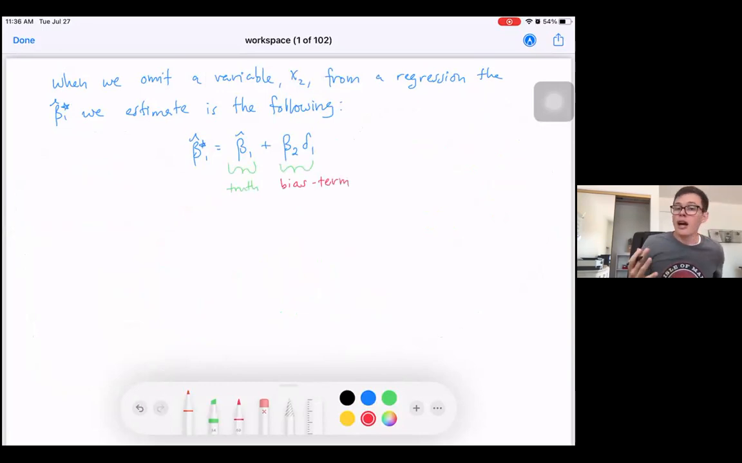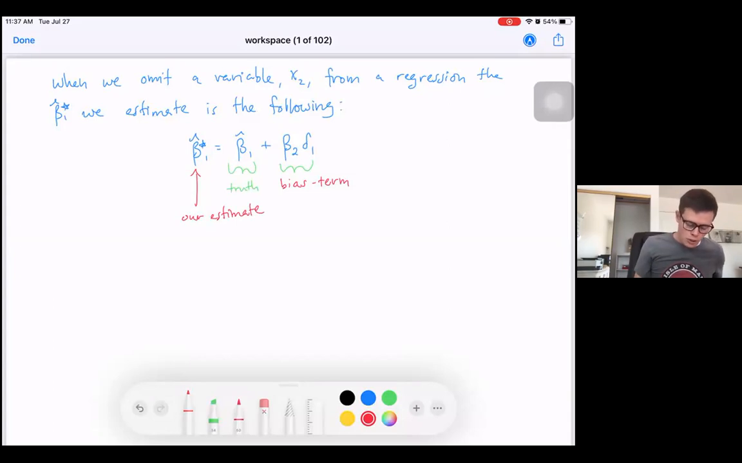So if beta 2 times delta 1 is large, our estimate is way off. If the bias term is small, our estimate is quite good. It's a quite good approximation of the truth.